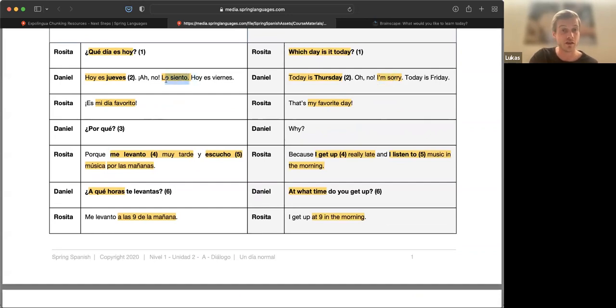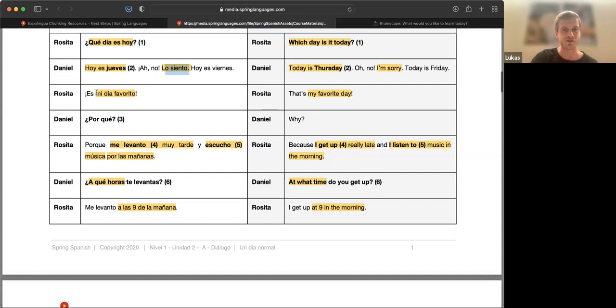I'm sorry, lo siento. Literally, I feel, or it, I feel, actually. Does it make sense? Not really. In Spanish, it's lo siento; in English, it's I'm sorry. How do you know you need to say that? Well, because you heard it in a conversation. And once you've heard it, you can just use it yourself.